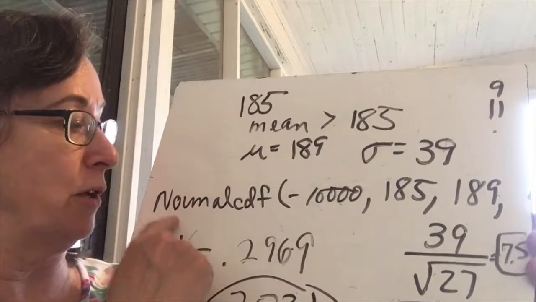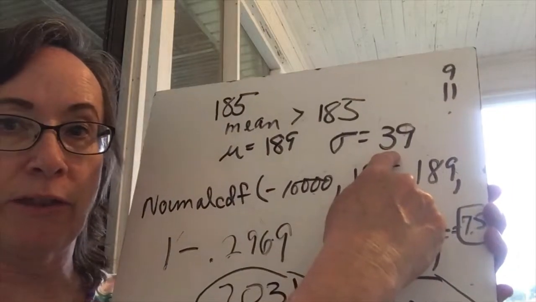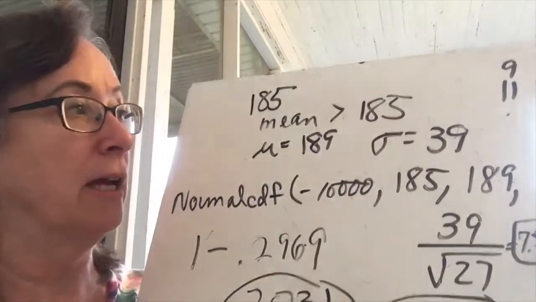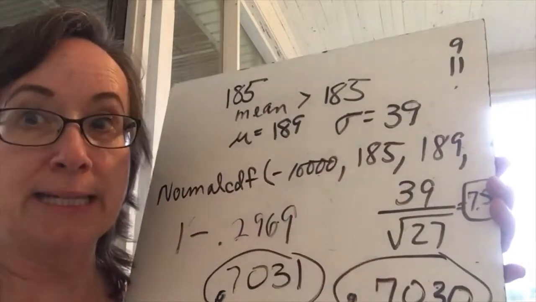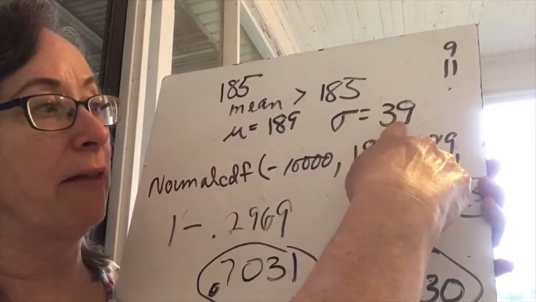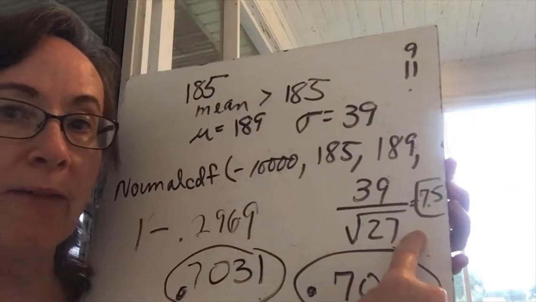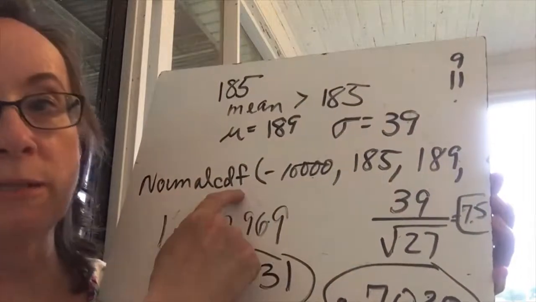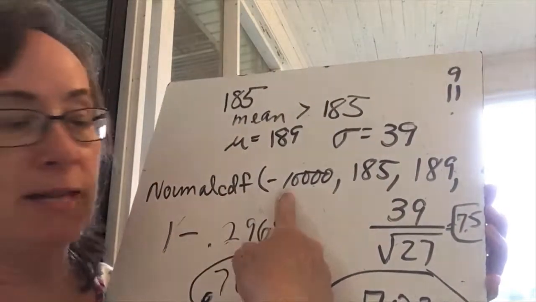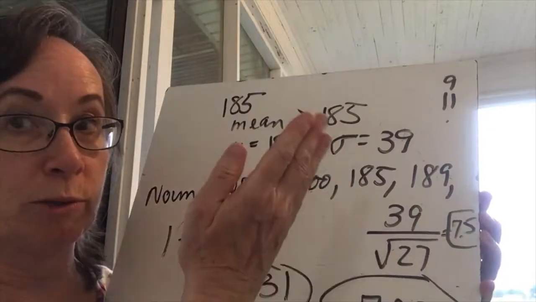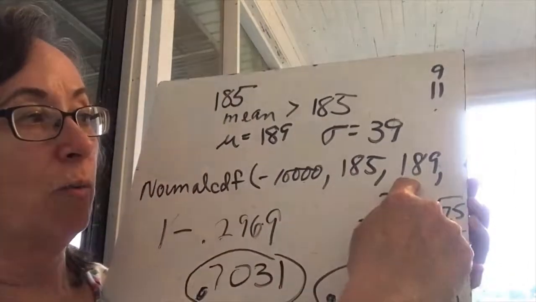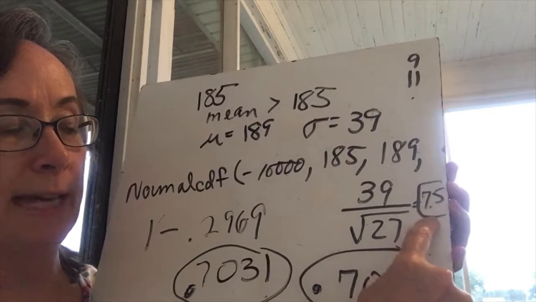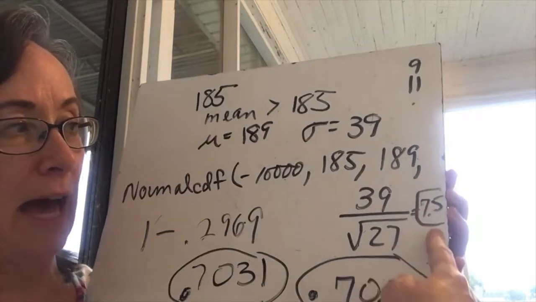So we're going to use the normal CDF, but we're not going to use the 39. We're going to use 39 divided by the square root of 27. So when we do that math, because we're doing a sampling distribution, 39 divided by the square root of 27 is 7.5. So now when I go do my normal CDF, I've got my negative 10,000 to 185, because I'm doing to the left first. 189 was my mean, but my standard deviation or my standard error of the mean was 7.5.